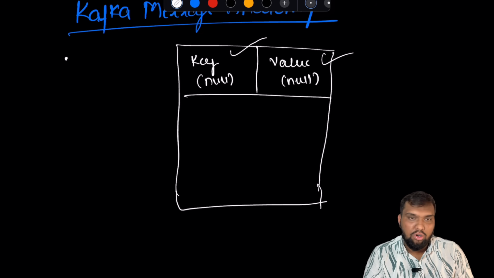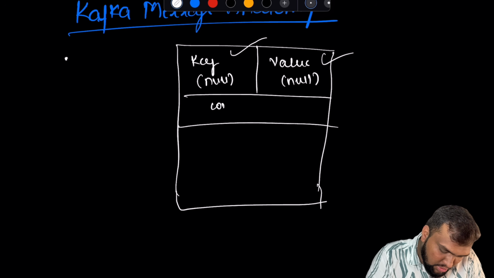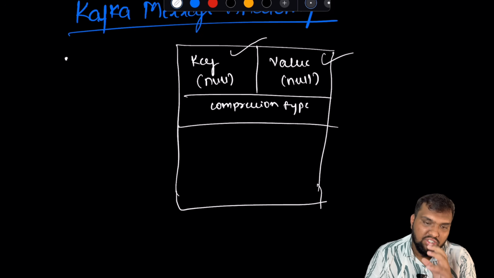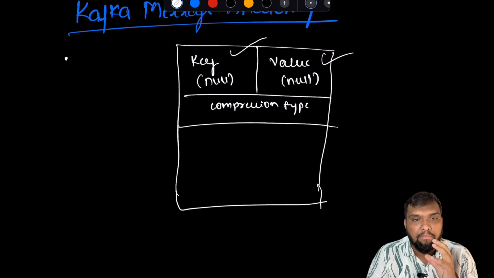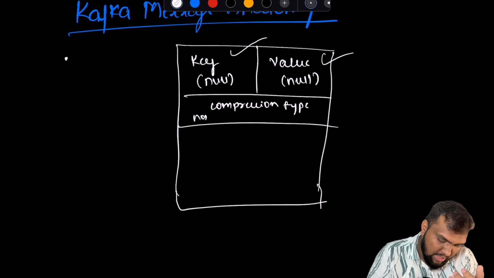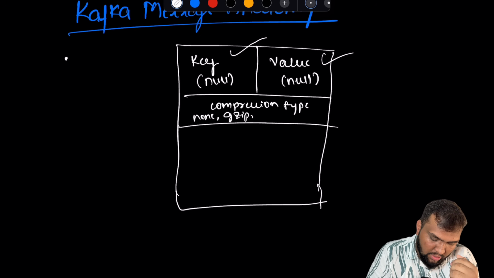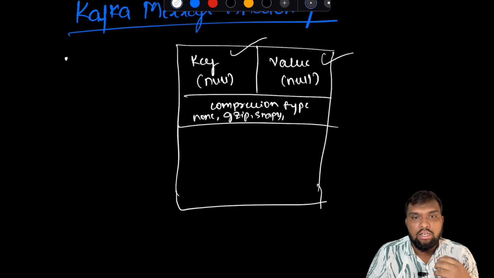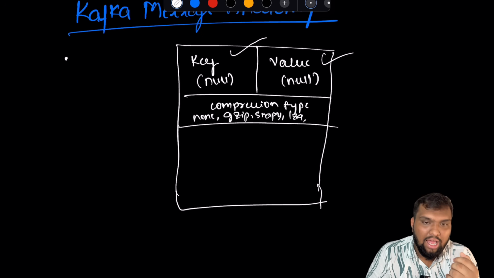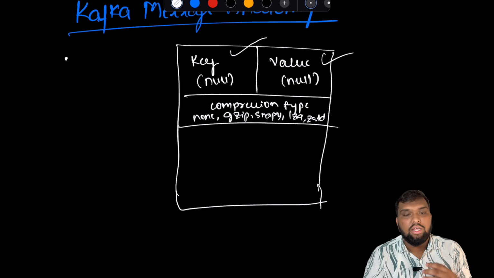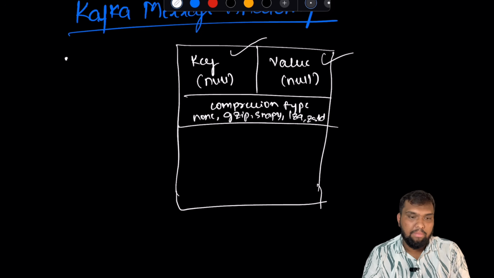Next, we have another important concept, which is compression type. Now what is this compression type? Kafka messages can be compressed, and the compression type can be none, so you do not want to compress the message at all. Otherwise you can use gzip, snappy, lz4, or zstd. These are the different types of compression that you can use in order to compress your messages.